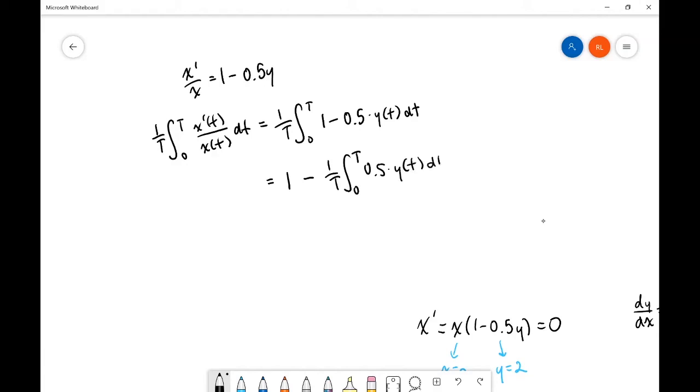1 minus 1 over t times the integral from 0 to t of 0.5 times y of t. Right, because we know that the integral of 1 from 0 to t is just t, over t is equal to 1, right? And if we evaluate the integral on the left side, we see that this should be equal to 1 over t natural log x of t minus natural log x of 0.